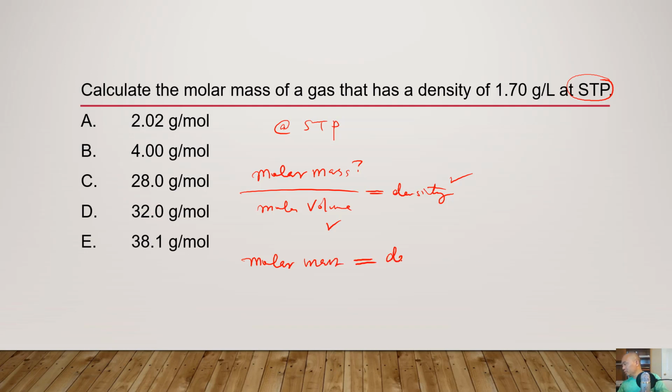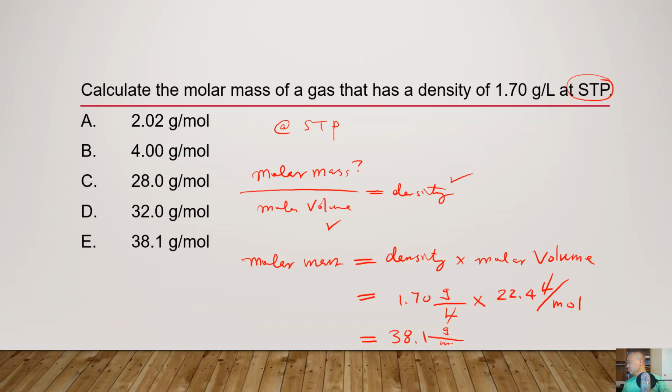which is density times molar volume. Remember, molar volume, you don't have to recalculate. It is 22.4 under STP. So density is 1.70 grams per liter, and the molar volume is 22.4 liters per mole. So liter is cancelled out, and we calculate this. This gives us 38.1 grams per mole. E is the correct answer.